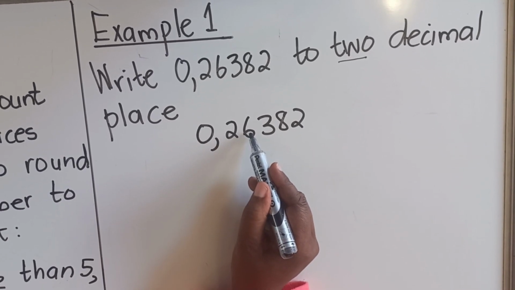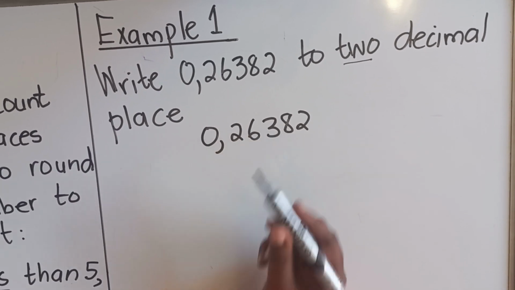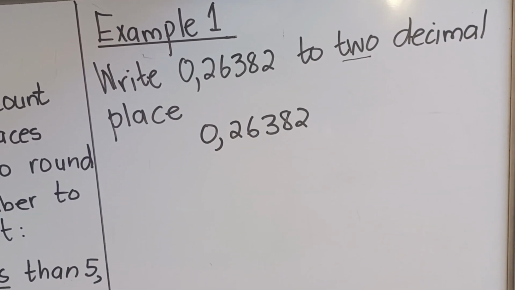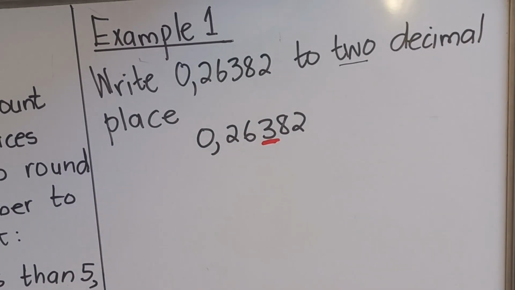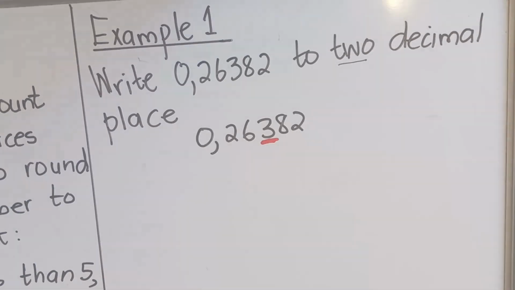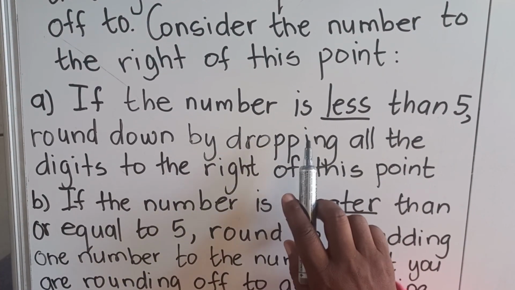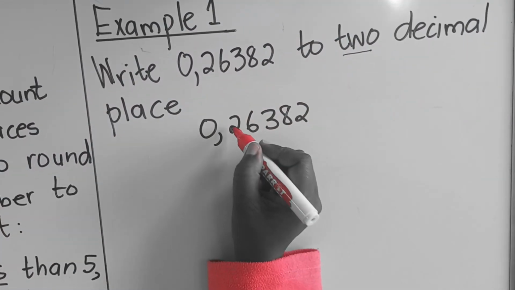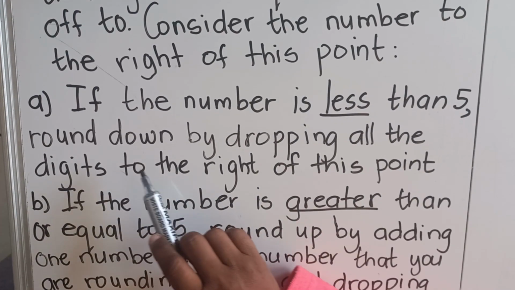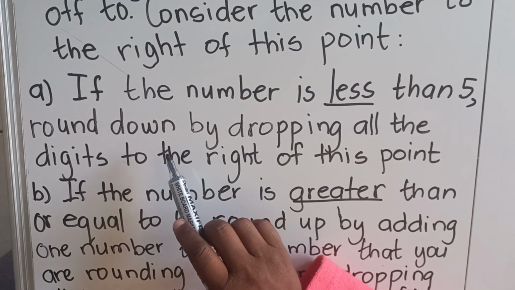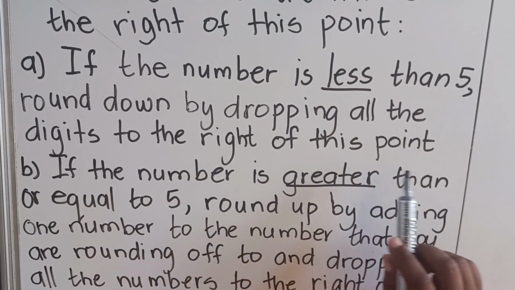And then what must I do? You count 1, 2, and then you concentrate on the next number. When they say round off to 2 decimal places, you count 1, 2, and concentrate on the third number. What do you do with the third number? If the number is less than 5. When they say the number, they mean the number that I've highlighted in red. If that number is less than 5, round down. What do we mean by round down? By dropping all the digits to the right of this point.